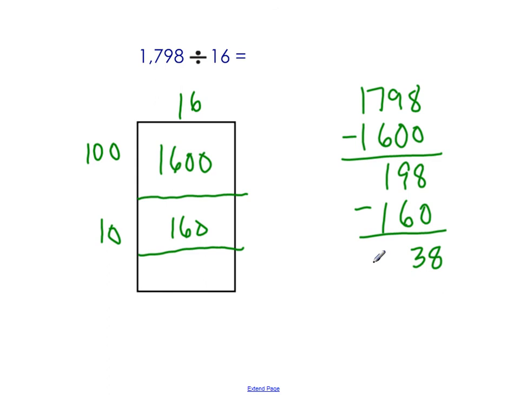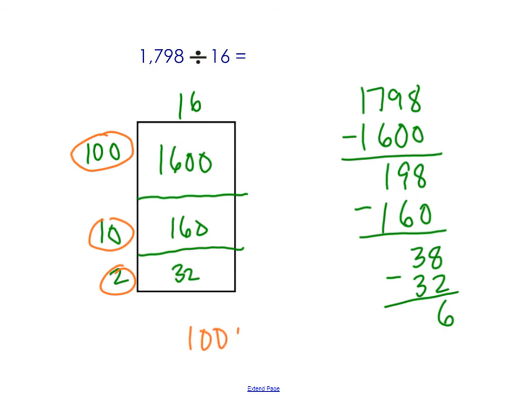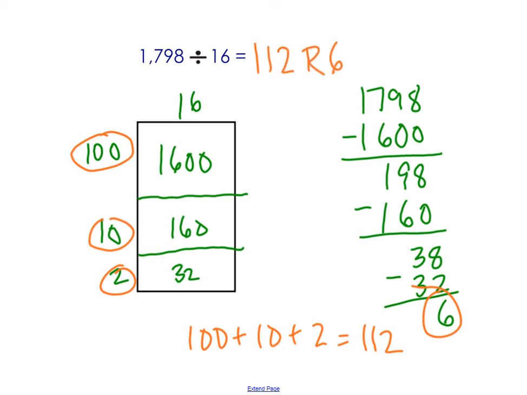Now I'm wondering how many 16s make 38 or close to it. Well, that would probably be 2. 16 times 2 is 32. So this is 32. Take away from the 38. Gives me a 6 remainder. So what has been used is 100, 10, and 2. So 100 plus 10 plus 2 is 112, with 6 remaining. So 1798 divided by 16 is 112, remainder 6. And that is how we do long division using an array model.